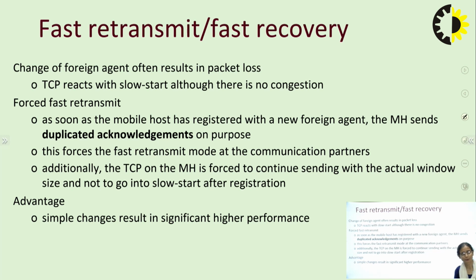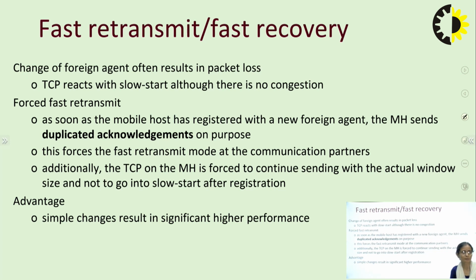Another important protocol is fast retransmit or fast recovery. In this case, a change of foreign agent, that is FA, often results in packet loss, that is, if the mobile node is roaming. Now TCP reacts with a slow start, although there is no congestion. In this case, we have forced fast retransmit.